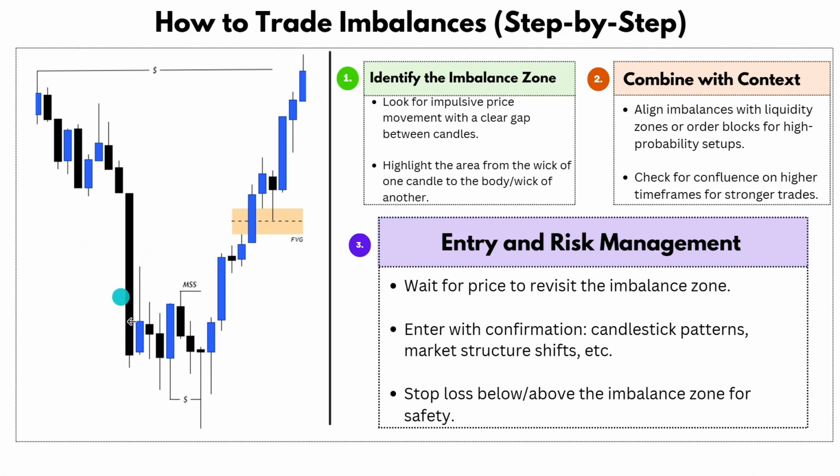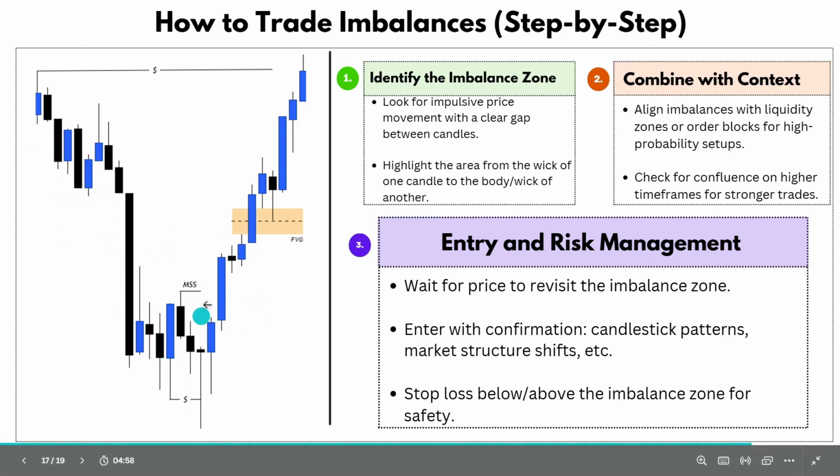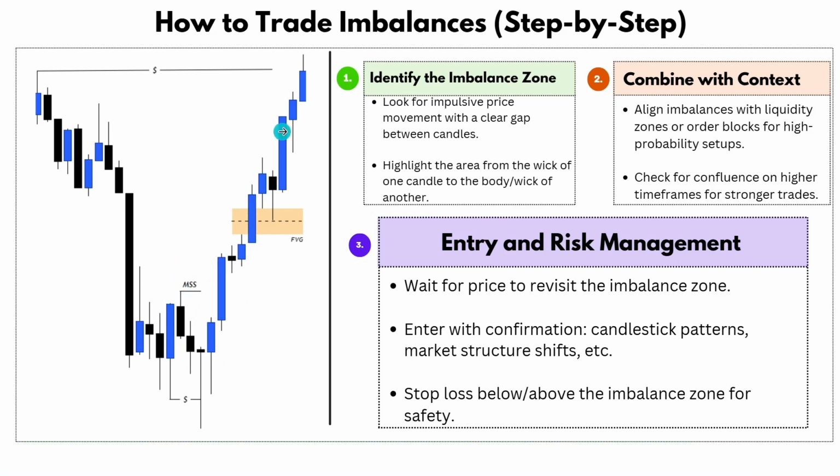As you can see here, since we are in a market maker buy model, after we took liquidity from these old lows and then rallied higher and gave us this market structure shift and then this impulsive move higher, this right here is our fair value gap, this imbalance. Then we can just take our entry right here and place our stop loss below the fair value gap, below this candlestick low right here, and we're just targeting buy side liquidity highs right here.